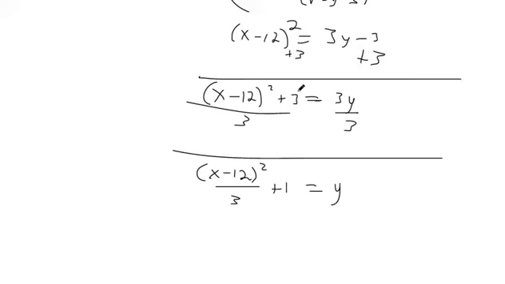Okay, because look, it's 3. If you break this up in two separate fractions, you could say this is x minus 12 squared over 3, and this is plus 3 over 3. 3 over 3 makes 1 here. Or you could have written it like this. This is the same thing.